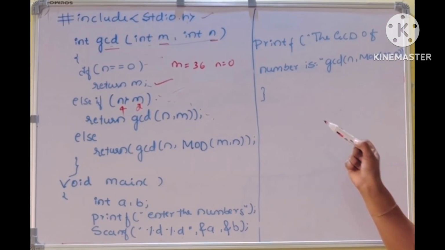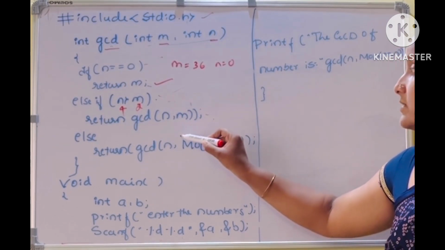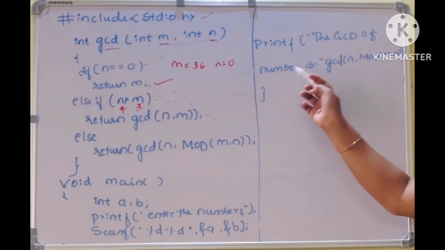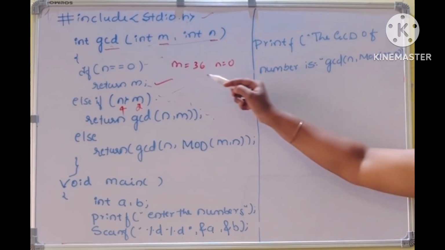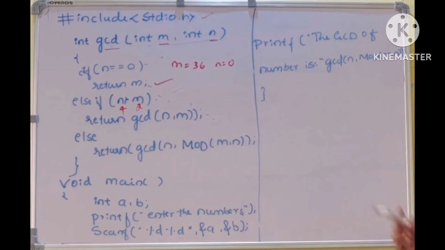If you go with these conditions, among these three conditions, any one condition is going to be true. So to find the GCD of the given numbers, it goes either with this or else with this. This is a small example I have taken. I hope you understood this video. We'll see in the next one.